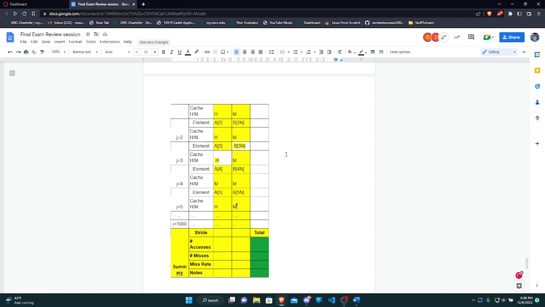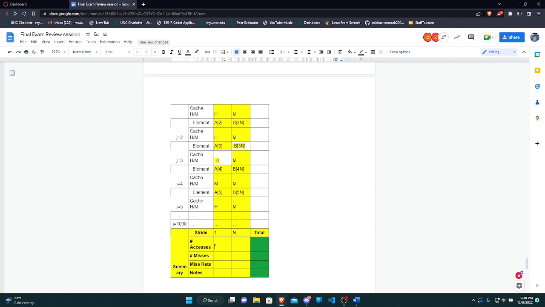So if we look at A and B, we can see that each time A is only changing by 1 because J is only being incremented by 1. So the stride is 1. But for B, B is changing by N each time. So the stride for B is N.